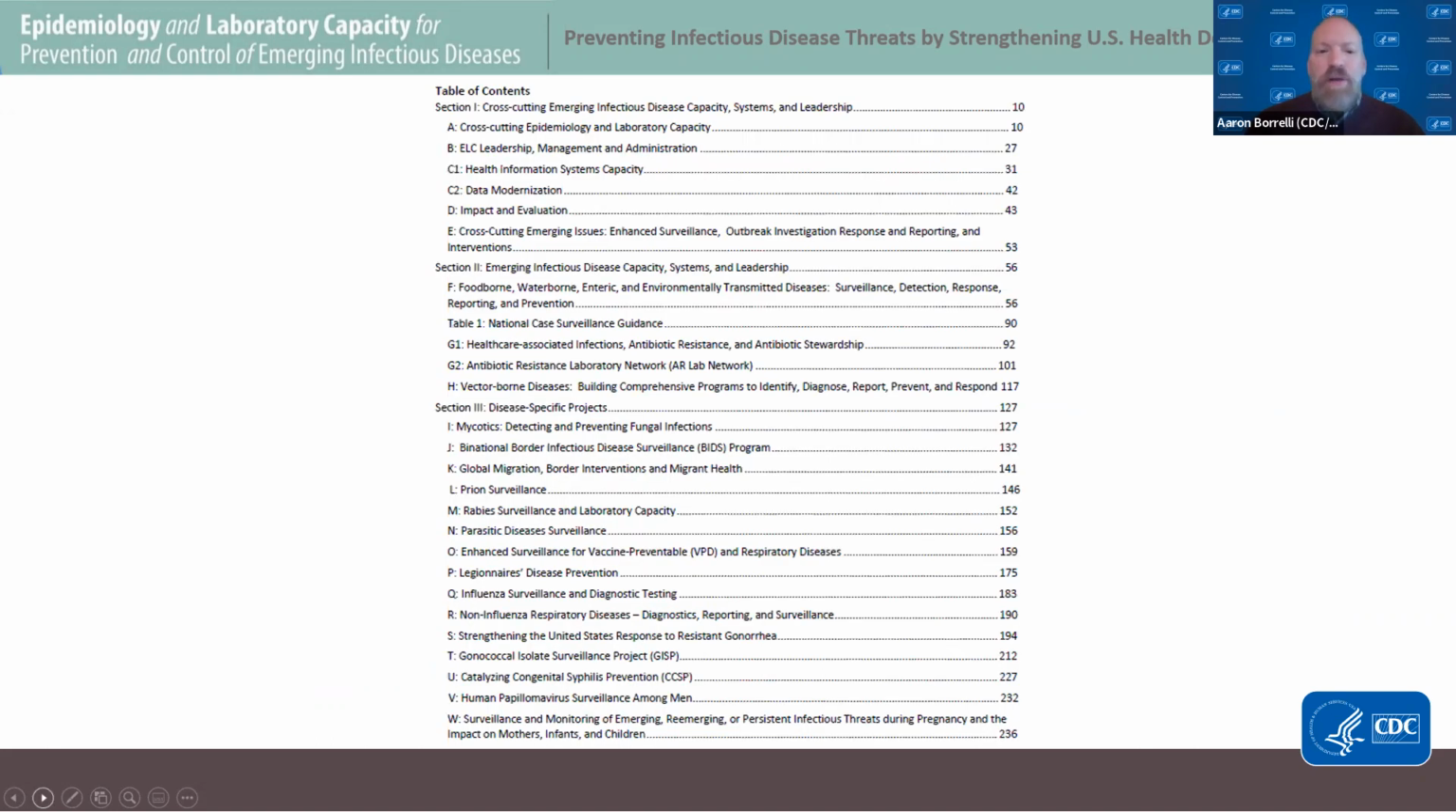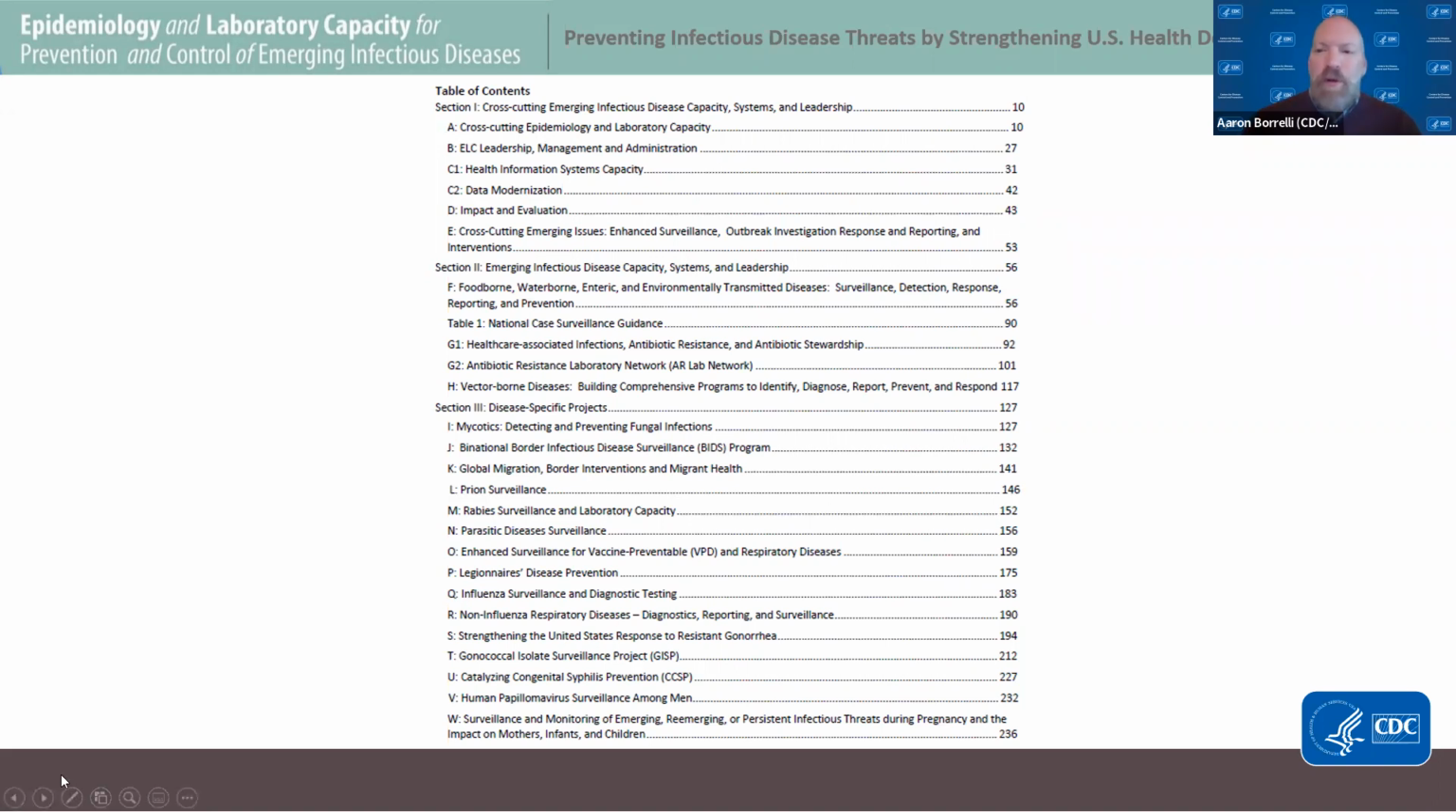This slide here shows, and I apologize, it's a little bit small. This comes from our guidance document, but it shows all of our components of the cooperative agreement. So this is sort of broken out into 3 sections. The first group is our cross-cutting areas, like cross-cutting epidemiology and laboratory capacity program, health information systems projects, and some other areas. And then section 2 are the emerging infectious disease programs. So these are our large programs like food, water, enteric, healthcare associated infections, antibiotic resistance, and then vector-borne diseases.